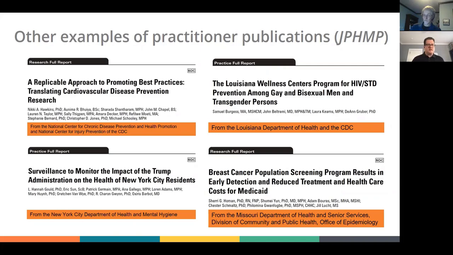Lower left side here, we have a surveillance program monitoring the impact of the Trump administration on health of New York City residents. So once again, a very localized experience looking at national executive branch policy. And then there in Missouri, the breast cancer population screening program results in early detection and reduced treatment and healthcare costs for Medicaid. So once again, taking a state level look at how things were working there with a screening program.